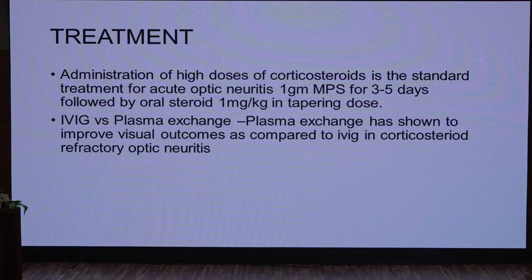Now coming to the treatment, if you are having a suspicion of optic neuritis due to an infectious disease, you can treat the underlying disease. But when you have optic neuritis due to a demyelinating disease, then definitely a high dose of corticosteroids, that is 1 gram methylprednisolone for 3 to 5 days is recommended, followed by oral steroid 1 mg per kg in tapering dose. What about other therapies? If the patient is corticosteroid refractory, then we can think of giving them IVIG or plasma exchange. However, plasma exchange has shown to improve visual outcomes as compared to IVIG in corticosteroid refractory optic neuritis.